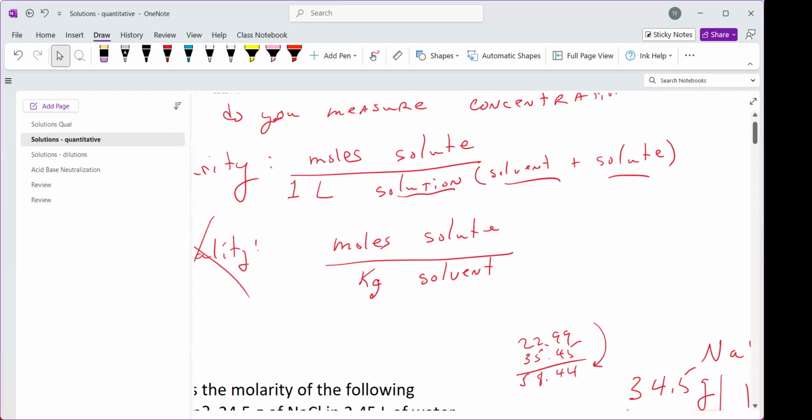And they're slightly different. Molality is used a lot in things like, why does putting salt on your sidewalk melt the ice? That has to do with molality topics. We're not going to be using molality here. We're only going to be using molarity. So moles per liter of total solution, solvent plus solutes.